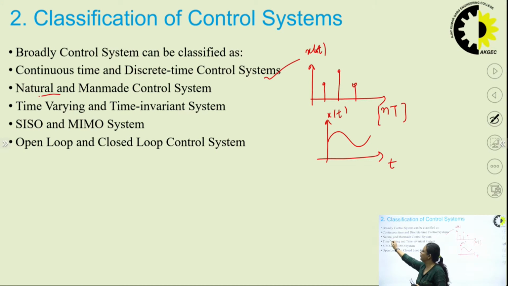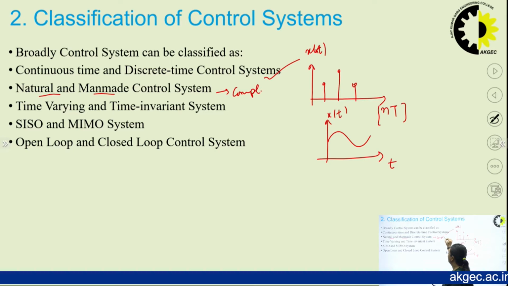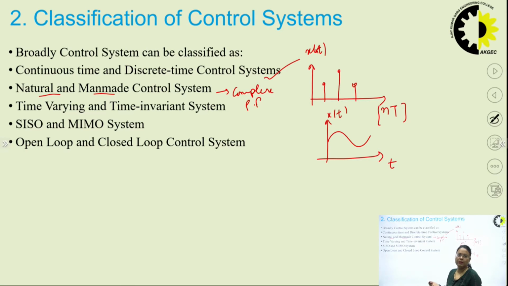Then the second one is natural and man-made system. For natural, I have told you the example of the human body. Respiratory system, digestive system are all examples of natural systems. And man-made examples could be a complex power plant. And you can say launching a satellite in an orbit is an example of a man-made control system.